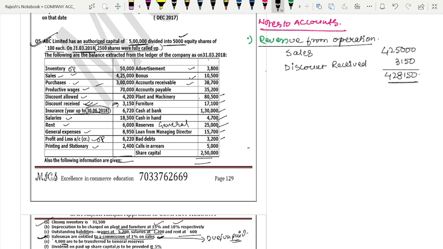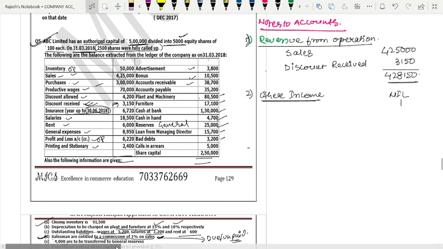Notes number 1, 2. Other income. Is there any other income? Interest received or any other income? Rent received? No, nil. There is nothing given in the question, not even in the adjustment. Okay.